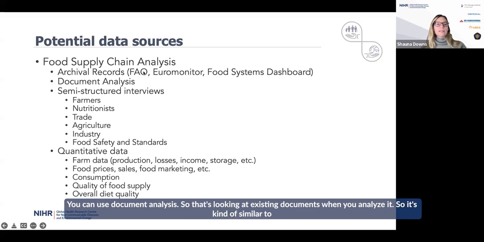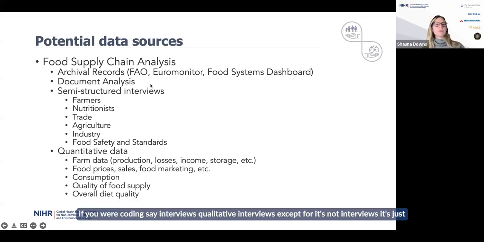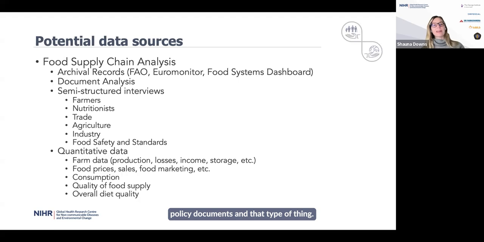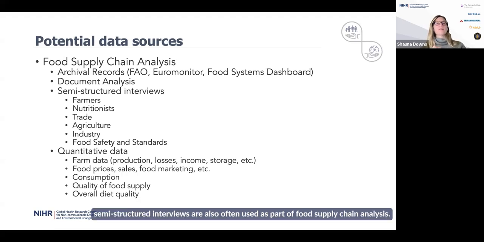You can do document analysis. So that's looking at existing documents when you analyze it. It's kind of similar to if you were coding, say, qualitative interviews, except it's not interviews, it's just policy documents and that type of thing.